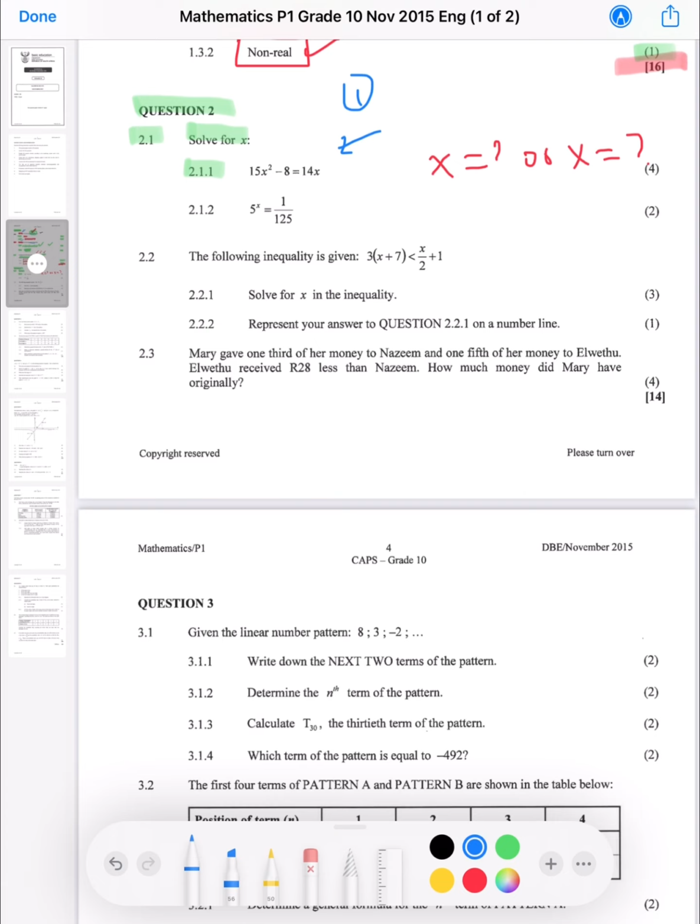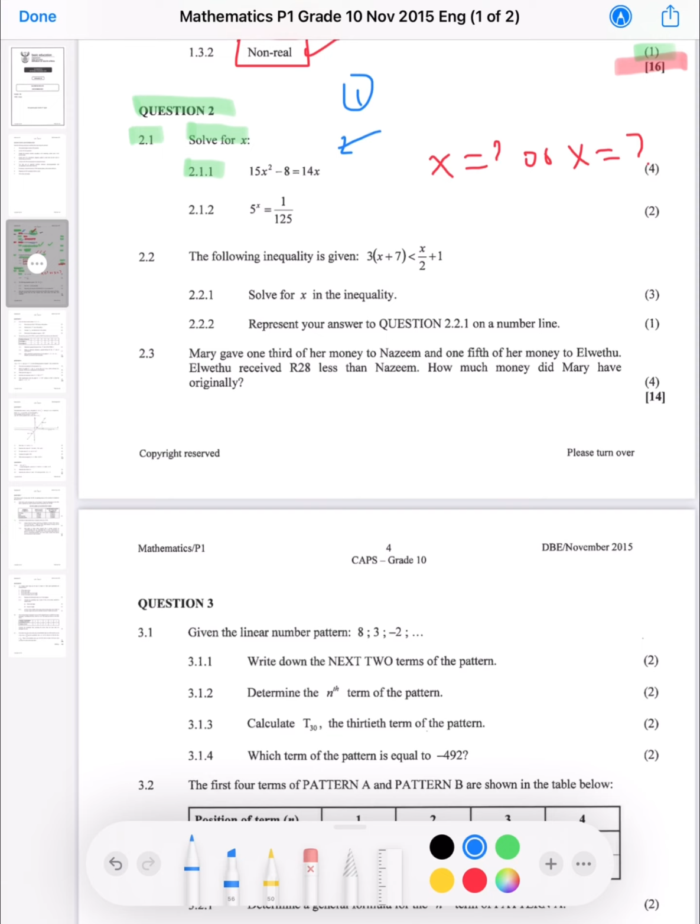It's a sign. What is a sign? Plus, minus, multiplication, division, square root. It could be brackets or whatever. That is a sign. What is a number? A number is just a number from 0 all the way up to infinity, including 0, 1, 2, 3, 4, 5. For question 2.1.1, I see 15, 8, 14. And then the signs: I see a positive sign, a negative on 8, and a multiplication sign, which is invisible, between the coefficient and the variable.